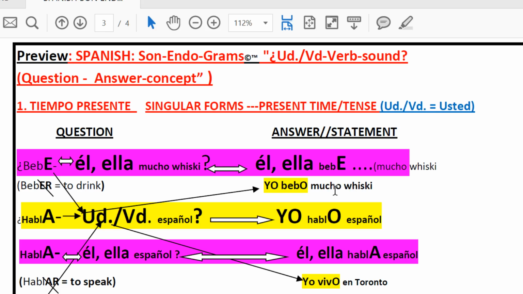And similarly, if you wanted to ask the question, does he drink a lot of whiskey? You would say, bebe él mucho whisky? And you would get the answer, sí, él bebe mucho whisky. Similarly, bebe ella? Does she drink a lot of whiskey?